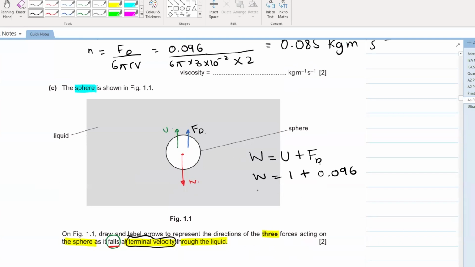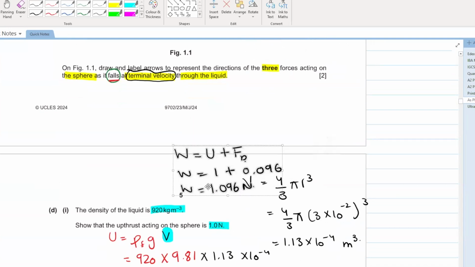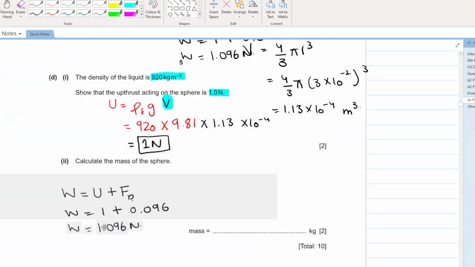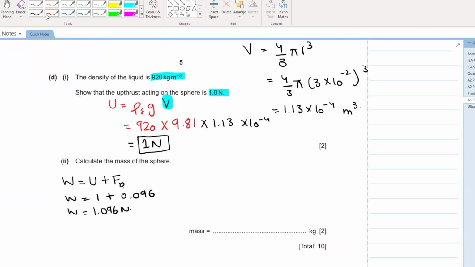The weight comes out to be 1.096 Newton. Perfect. Once you have calculated the weight, calculating mass is a piece of cake. You are on earth. How will you calculate the mass? M into 9.81 is equal to your weight, that is 1.096. Perfect. Divide.